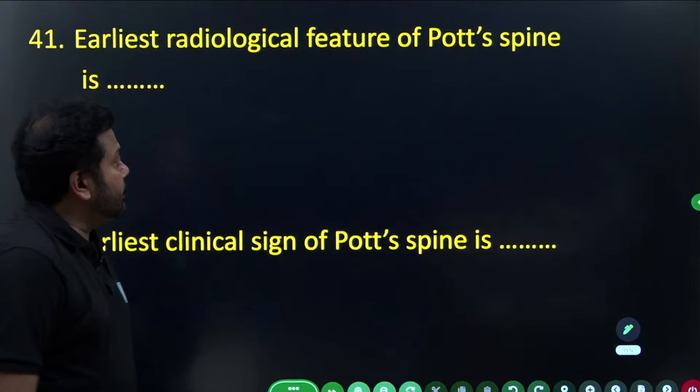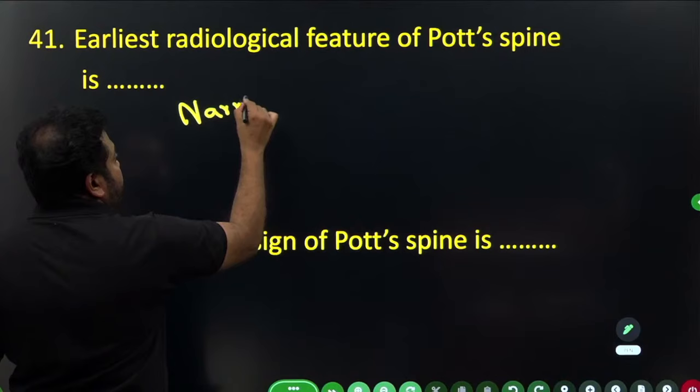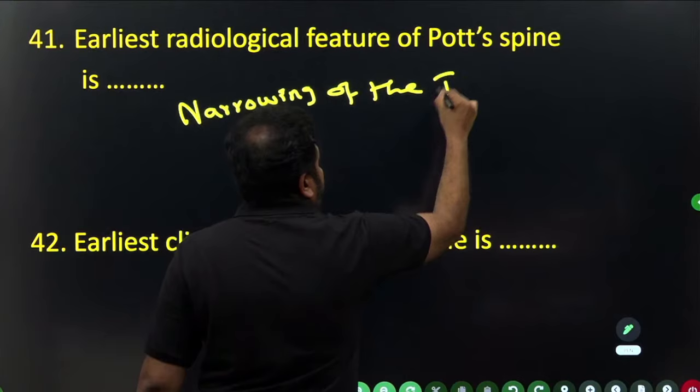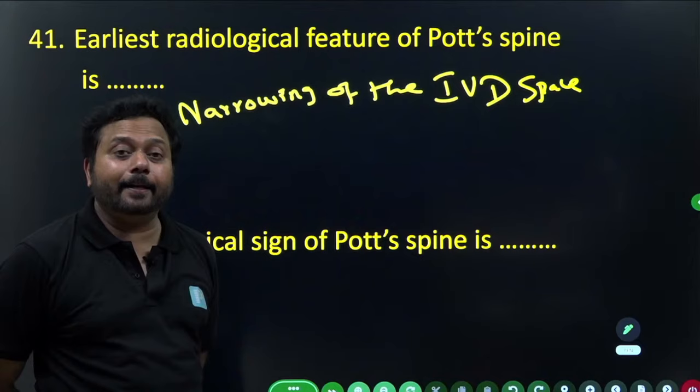Earliest radiological feature of Pott's spine. What is the earliest radiological feature of Pott's spine? Answer is narrowing of the intervertebral disc space. The earliest radiological sign of Pott's spine is narrowing of the intervertebral disc space.